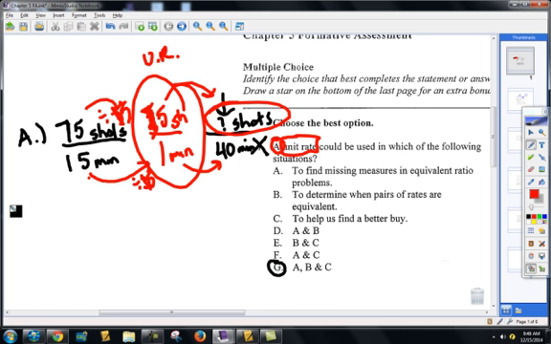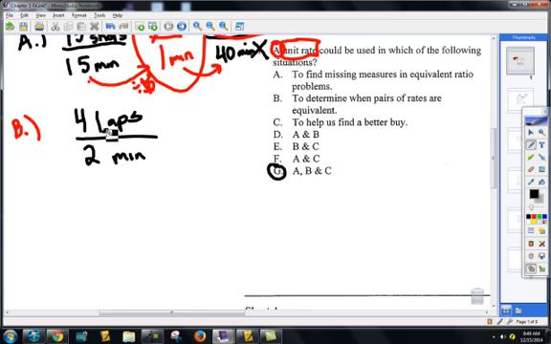Okay. Now let's go to B. Give you an example of when B is used to determine when a pair of rates are equal. Okay, so let's say that I ran 4 laps in 2 minutes, and then I knew that I ran, let's say, 16 laps in 8 minutes.